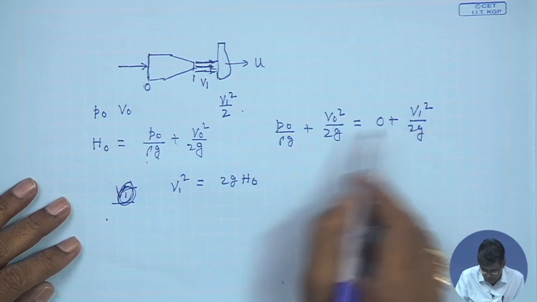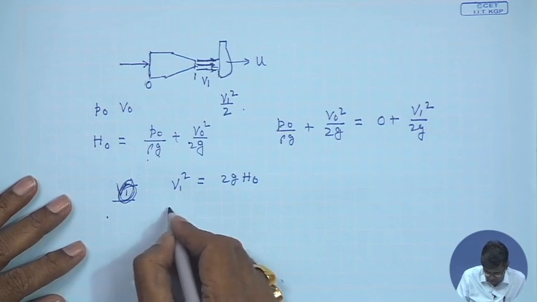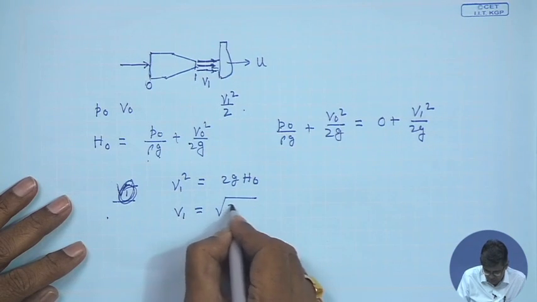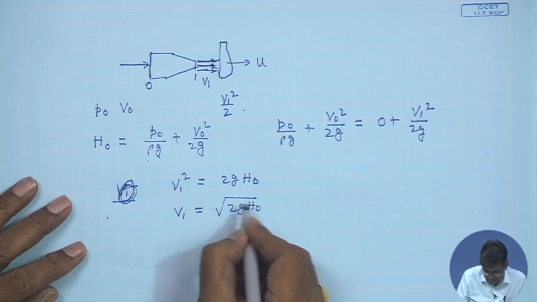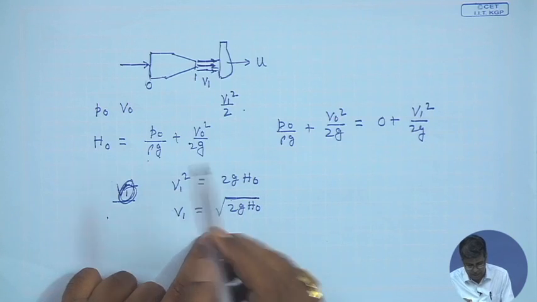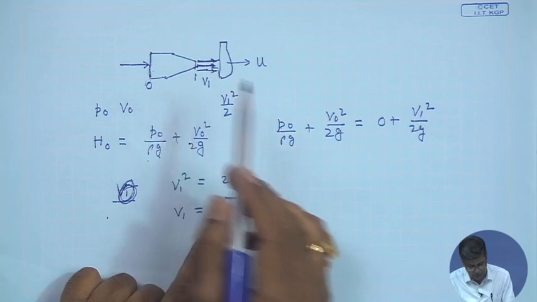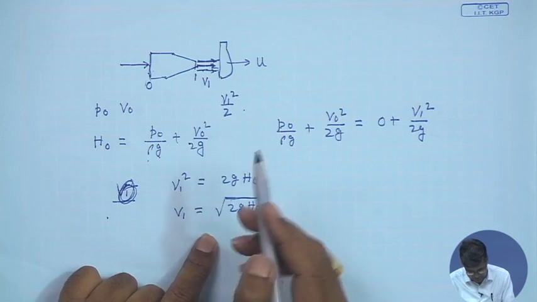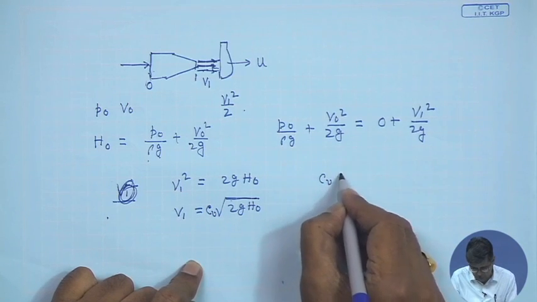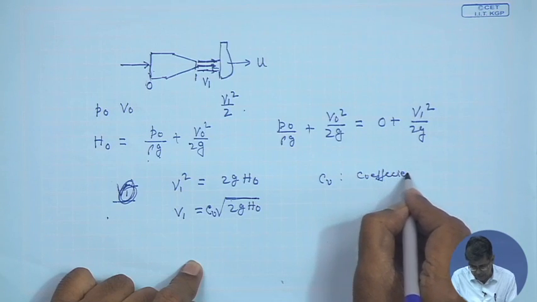So, V1 square by 2G is H0, V1 square is 2GH0. Therefore, V1 is given by root over 2GH0. In a very simple analysis, what is done by evaluating the velocity in this fashion, by writing the Bernoulli's equation without any loss, considering the fluid to be inviscid, we just multiply with a factor Cv, which is known as coefficient of velocity.